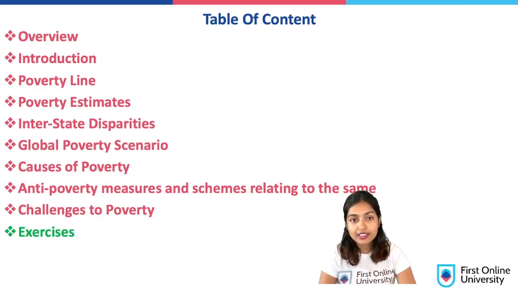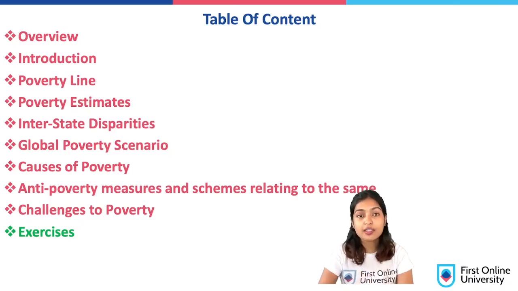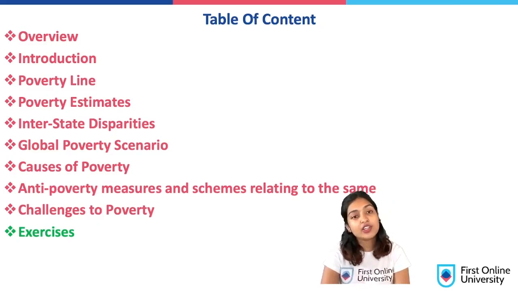So what exactly is a poverty line? It is a line that differentiates between the people who are not poor and the people below that poverty line who are poor. They are also called the below the poverty line, BPL, category of people.